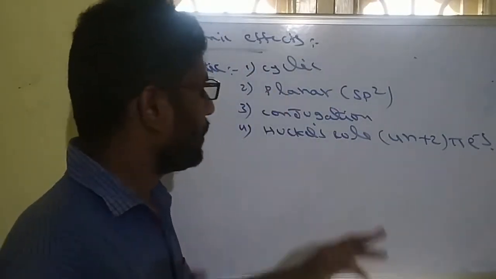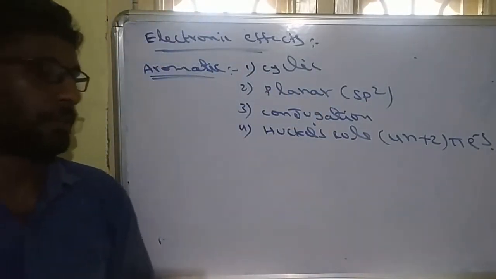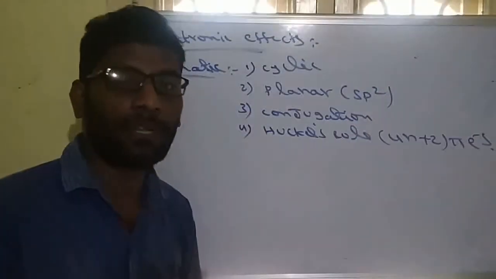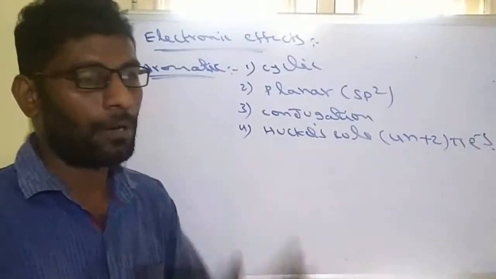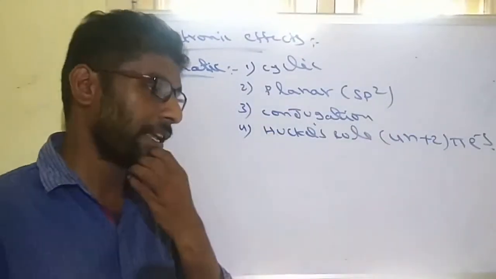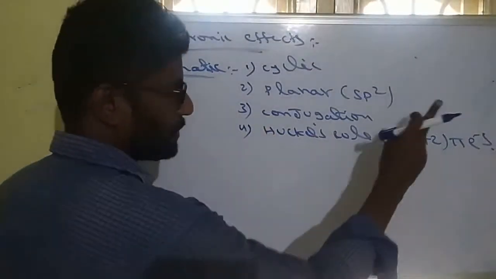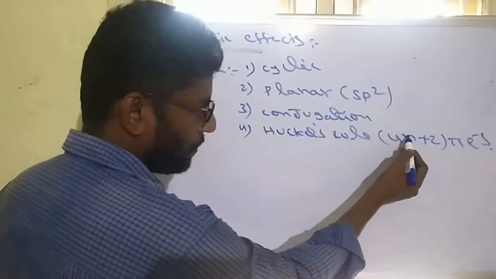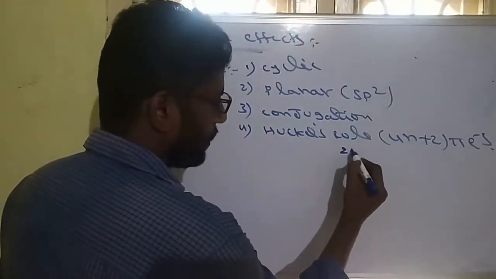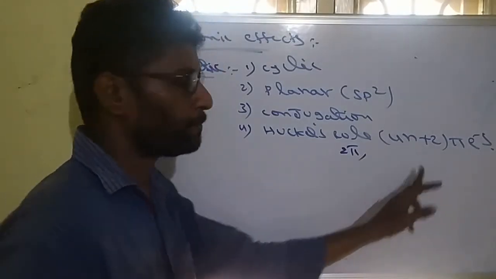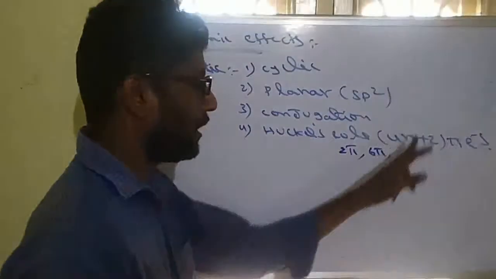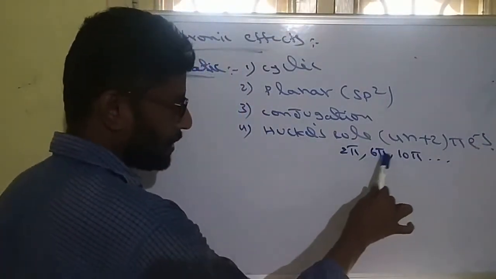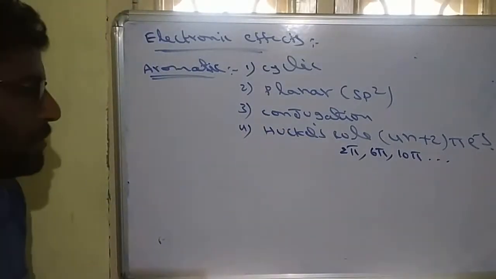It should be cyclic. It should be planar. Planar means sp2 carbon. So sp2 is a trigonal planar shape. Conjugation means resonance, alternate pi bonds, or pi bond and charge alternate. Then they exhibit resonance. The last rule is 4n plus 2 pi electrons. Here n is an integer. It can be any value. Suppose n is 0, 4 into 0 is 0, the answer will be 2 pi electrons. If n is 1, it will be 6 pi electrons. If n is 2, it will be 10 pi electrons, like that. So any molecule possessing these pi electrons is said to be aromatic.